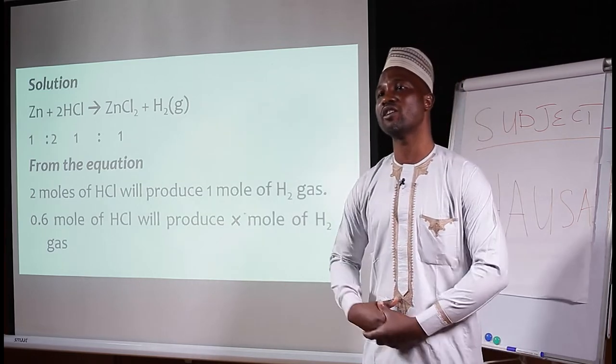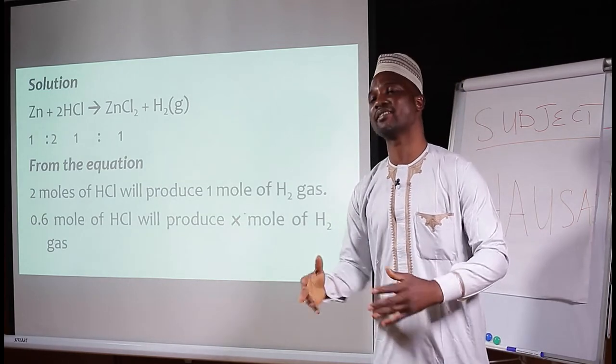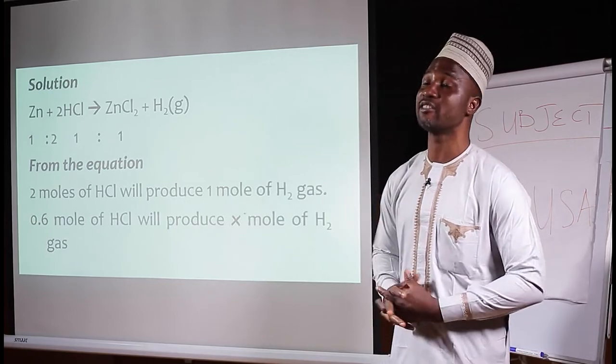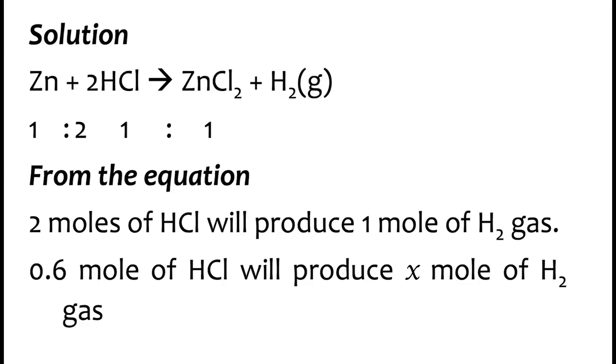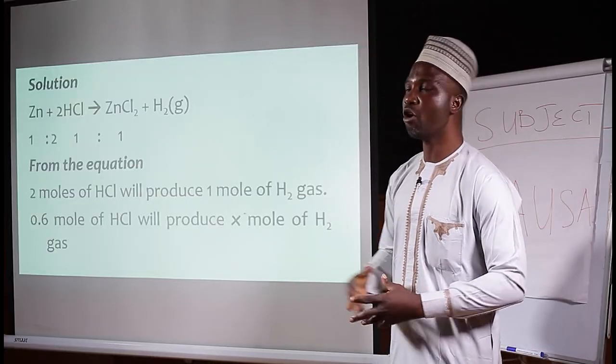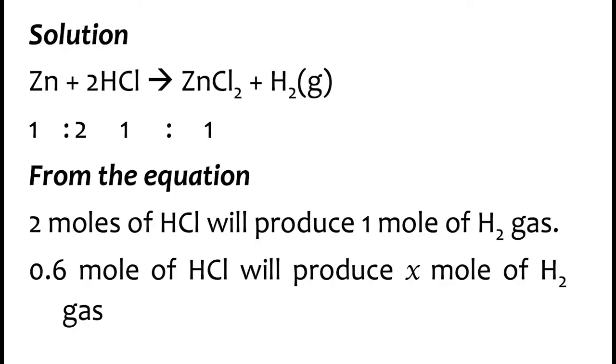First of all, you must give us a stoichiometric equation. Like I said, a stoichiometric equation is a balanced equation. Looking at it there, we see zinc will react with 2 moles of hydrochloric acid to give you zinc chloride, and hydrogen gas will be liberated. Now from the mole ratio, you find out that 1 mole of zinc reacts with 2 moles of hydrochloric acid to produce 1 mole of zinc chloride and 1 mole of hydrogen gas.